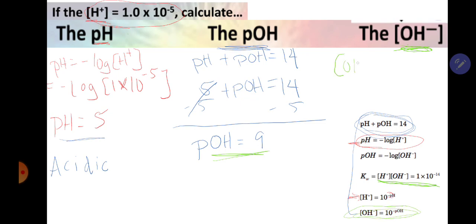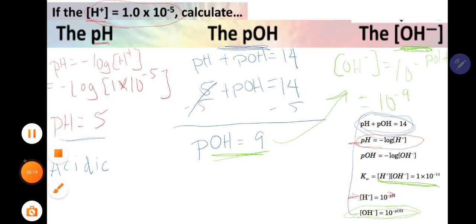So that would mean that my OH concentration is equal to 10 to the negative pOH. So we'll go plug that in, and we get 10 to the negative 9. And if we need to check ourselves, if we do our hydroxide concentration multiplied by our hydrogen concentration, we get the Kw back. Negative 5 and negative 9 give us that negative 14. If we check ourselves again, the 5 and the 9 give us our 14 right there.